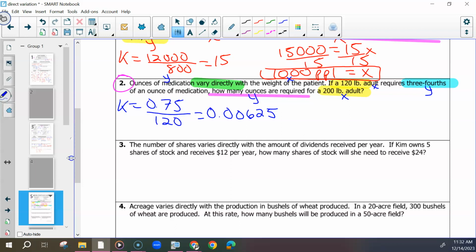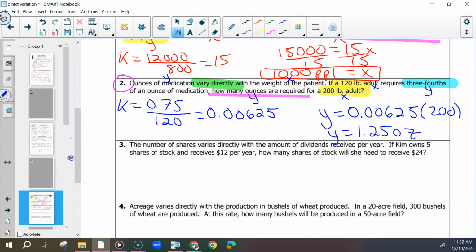And then, how would we set up our equation? Y equals 0.0062 times 200. Multiply that and tell me what you get. 1.25 what? Ounces. As you are doing these problems, think about, would this make sense?